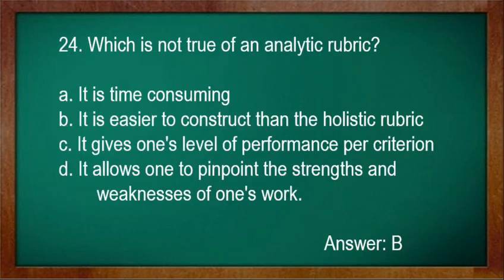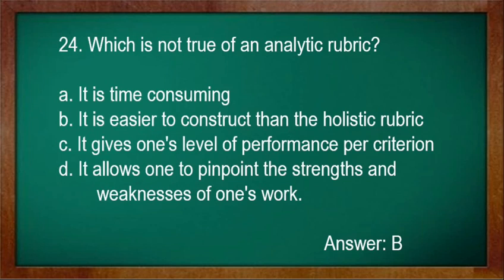Number 24. Which is not true of an analytic rubric? A. It is time-consuming. B. It is easier to construct than the holistic rubric. C. It gives one's level of performance per criterion. D. It allows one to pinpoint the strengths and weaknesses of one's work.